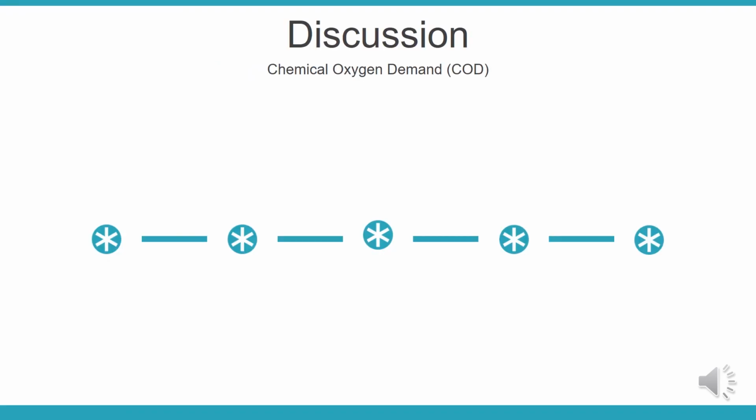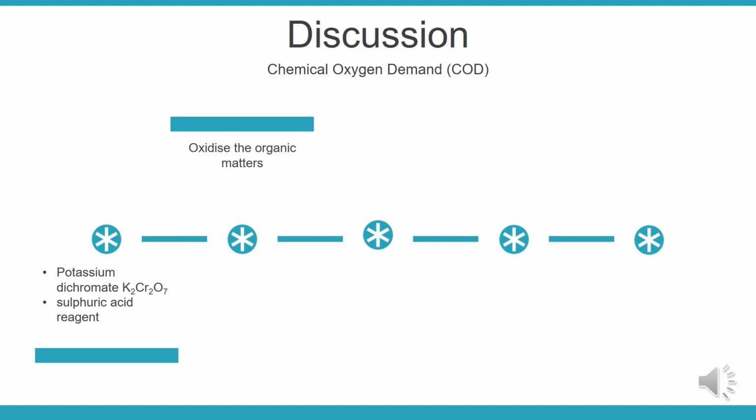The next part is the discussion for chemical oxygen demand. In the COD test, potassium dichromate was added to the wastewater sample, followed by the addition of sulfuric acid reagent. The potassium dichromate will act as a strong oxidizing agent under acidic condition. Potassium dichromate would oxidize the organic matter in the wastewater sample by reducing itself from dichromate to trivalent chromium.